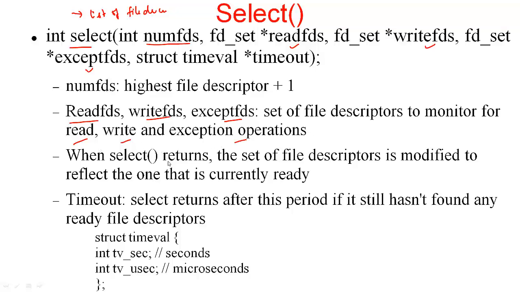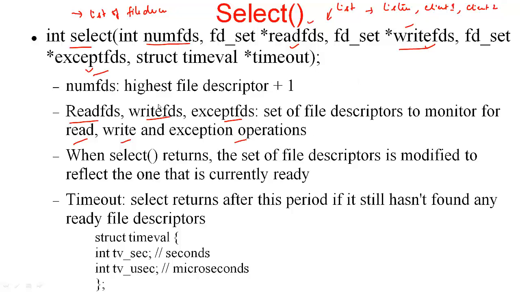And now what select does is, whenever there is some event, it is going to return and it will modify the set to indicate what has happened. So in this case, you could give a list of all the sockets. For example, the socket on which you are listening, the client 1 socket on which you are receiving, the client 2 socket on which you are receiving, and so on and so forth.